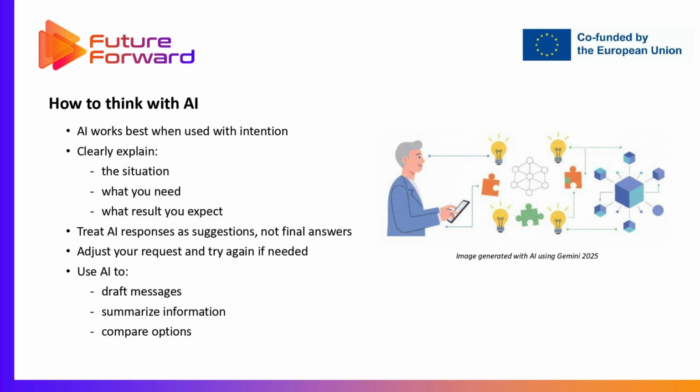And if the answer doesn't quite fit, you can adjust your question and try again. This back and forth is normal and often leads to better results. It also helps to treat AI suggestions as ideas you can build on, not instructions to follow blindly. For example, you might use AI to draft a message, summarize information, or compare different options, and then decide what works best for you.